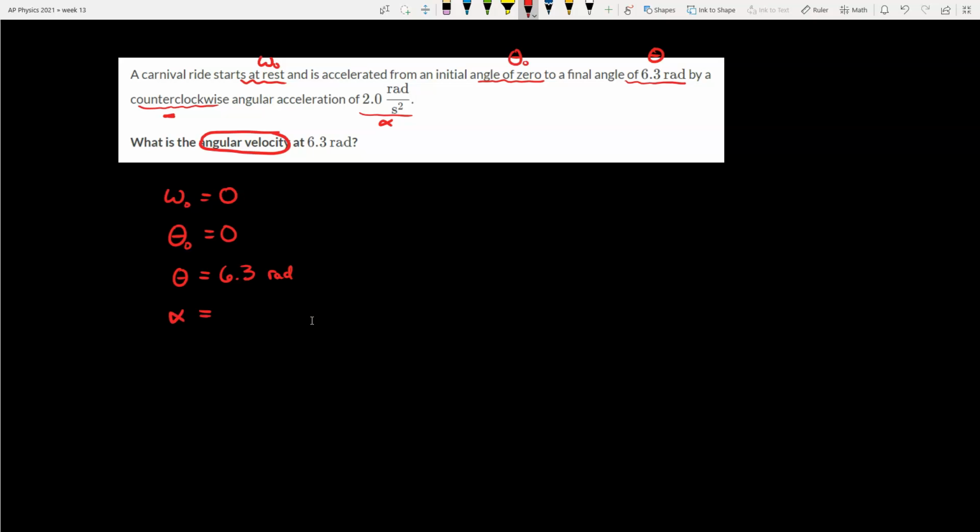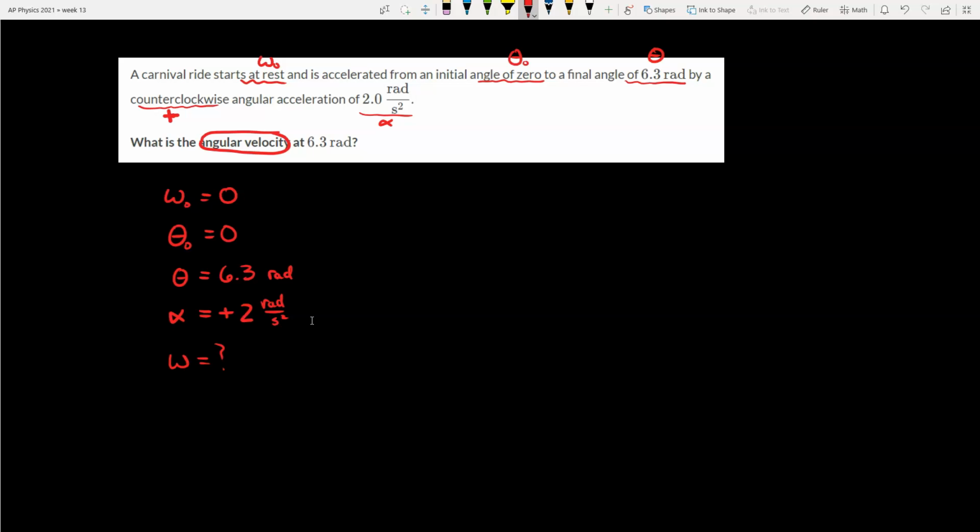And you know what? This counterclockwise, I should know that's actually positive. That's not negative. That is a positive direction right there. And then that would be positive 2 radians per second squared. And we're trying to find what is the final angular velocity.